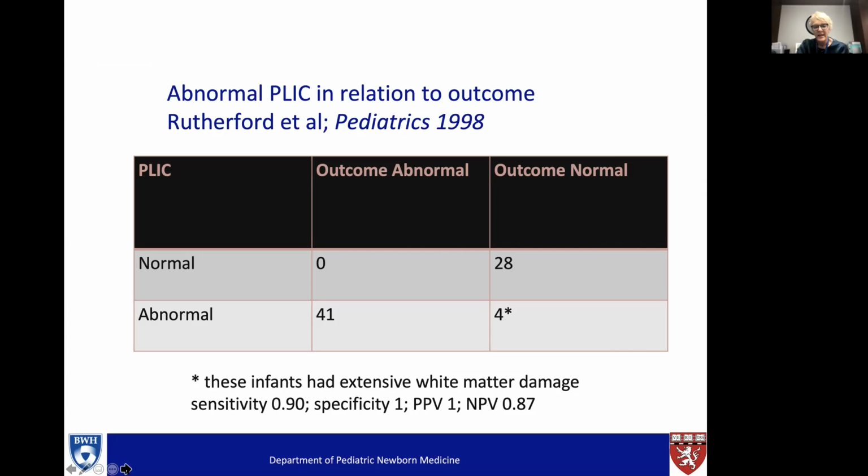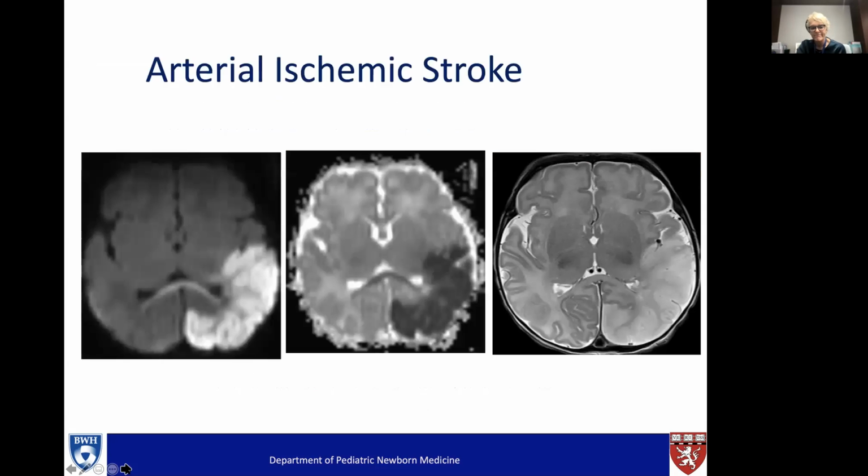So you can see here that if the plaque is normal, these children will walk and do not develop cerebral palsy. If it's abnormal, the vast majority of these children have abnormal outcomes. And the only children who didn't had alternative pathways to why their myelination may be impaired, by having other types of white matter injury.